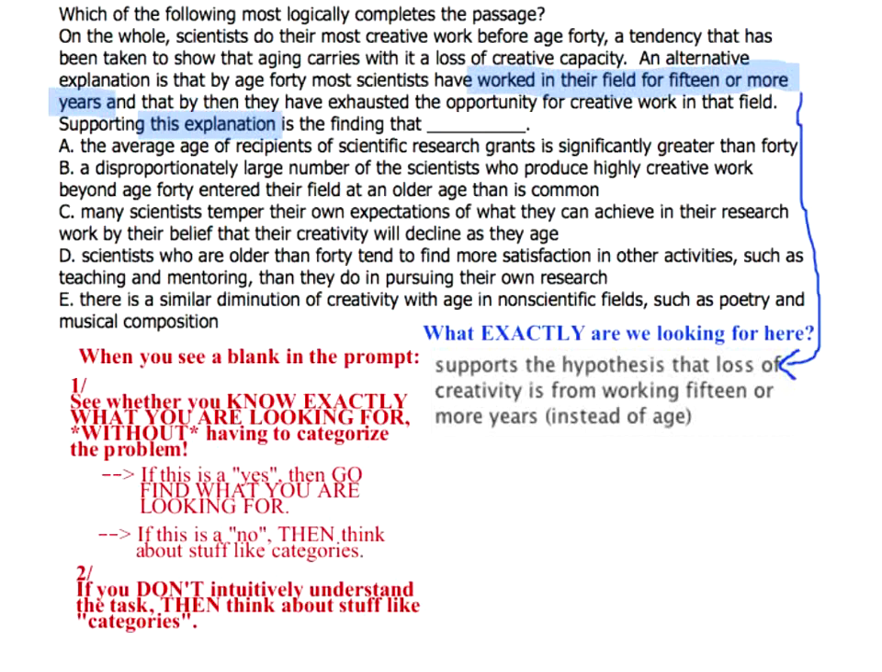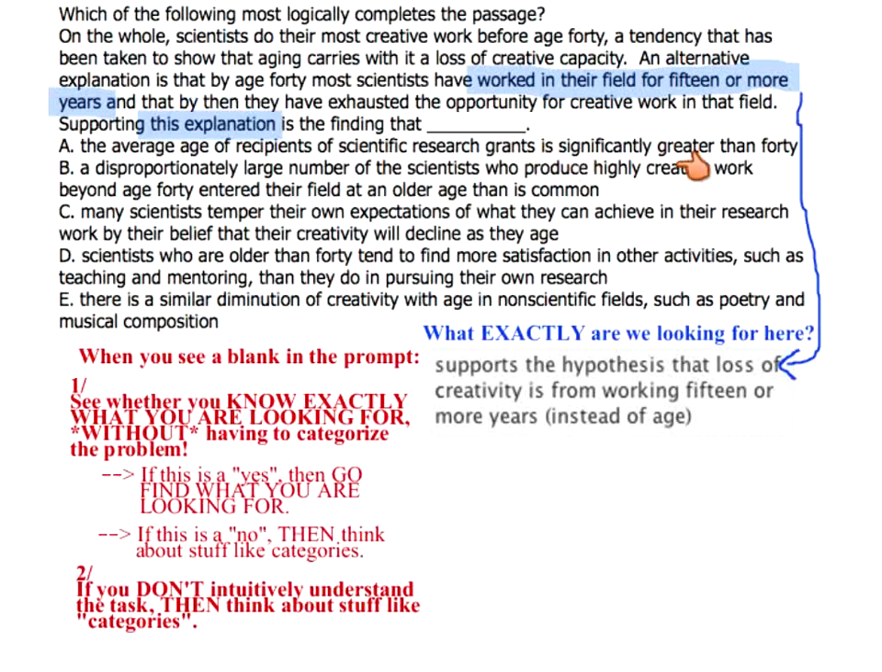Okay, we want to support the idea that it's the fact that you have been working in the field too long instead of the fact that you are older. So, choice A doesn't really support either idea because choice A goes against everything that we are talking about. Choice A indicates that at least some people over 40 are the ones doing the creative research. And then there's also the problem that research grants are not super closely related to creativity.